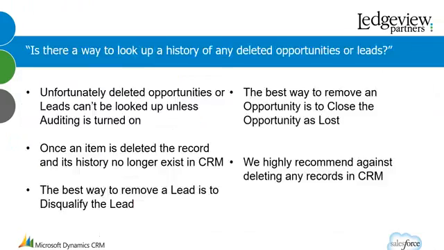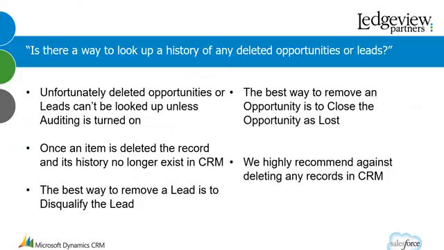Our next question is, is there a way to look up a history of any deleted opportunities or leads? Unfortunately, deleted opportunities or leads can't be looked up unless auditing is turned on. Really, once you delete an item, it's really gone. Auditing allows us as support consultants to do a little bit deeper digging, to determine what happened and if we can bring them back. Once an item is deleted, it's usually gone.